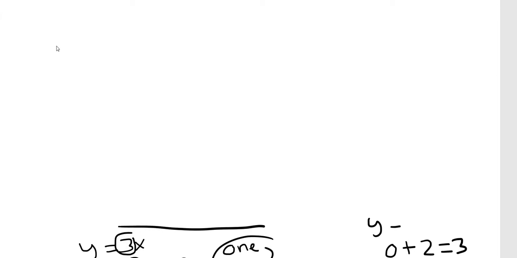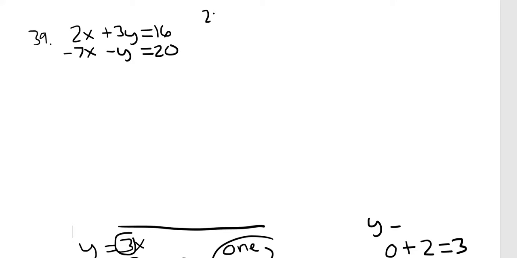Okay, so let's go ahead and do one more together. I just want to make sure that you know how to do this. This is from the 4.2 practice. I am going to go ahead and do number 39. We have 2x plus 3y equals 16, and we have negative 7x minus y equals 20. So remember, your first step is to write your two equations side by side.